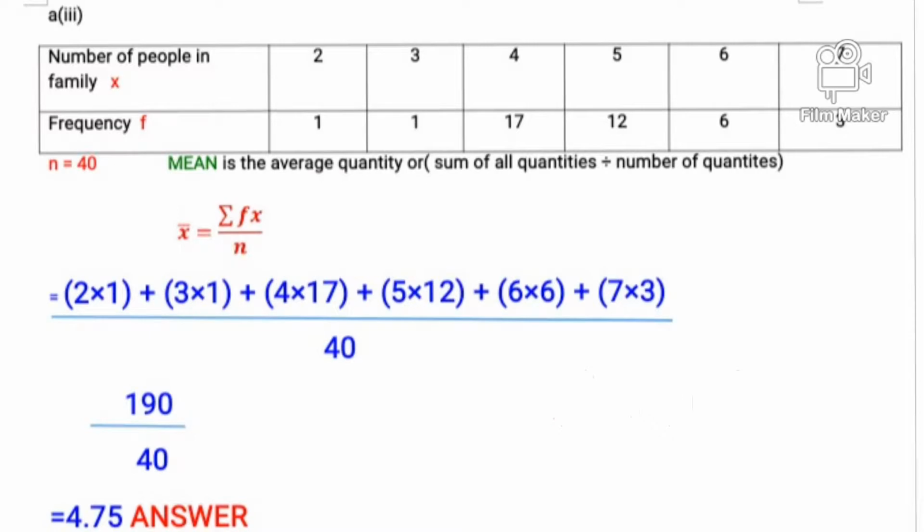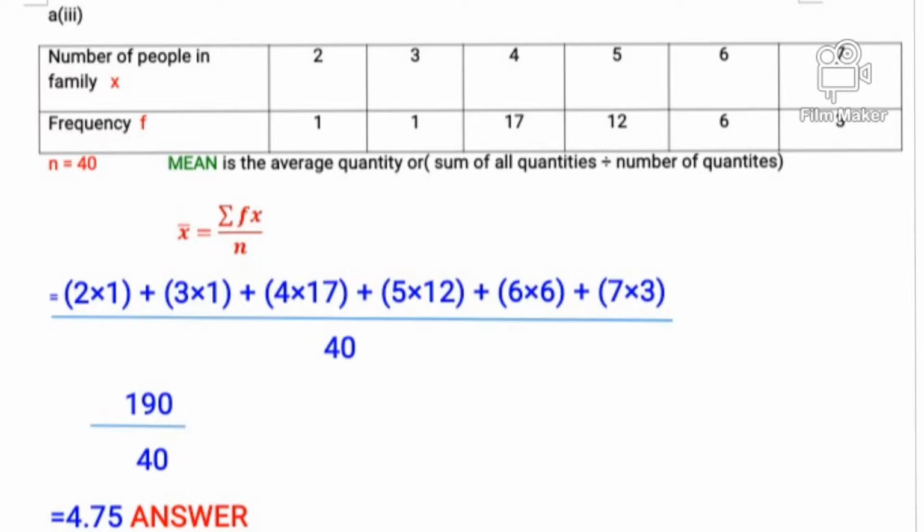So what you need to do, you multiply the x value with the frequency value per each column. Then you combine through the process of addition. I'm going to start with the first column. 2 times 1, plus, we move on to the second column, 3 times 1 plus 4 times 17 plus 5 times 12 plus 6 times 6 plus 7 times 3.